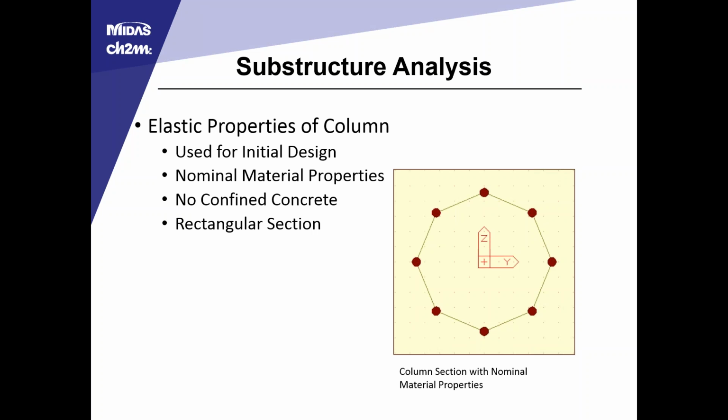For the column properties, in the initial model in Midas Civil 3D, we used the elastic properties. And that's just based on the nominal material properties, basically what's on the plan set: 60 ksi steel, 4.5 ksi concrete. No concrete was assumed to be confined, and we relied on the entire rectangular section.